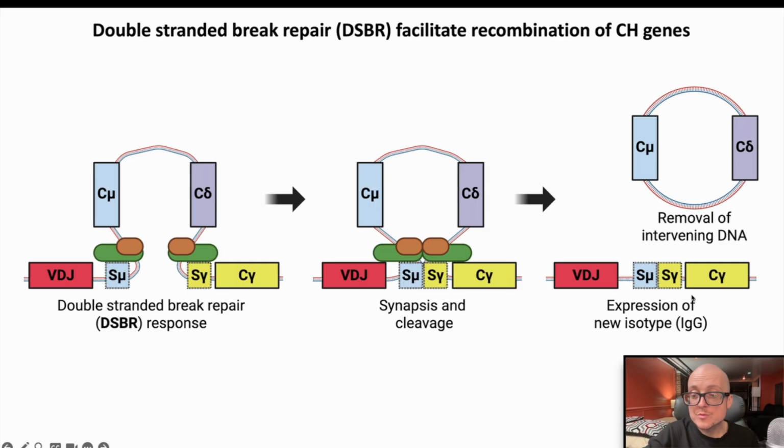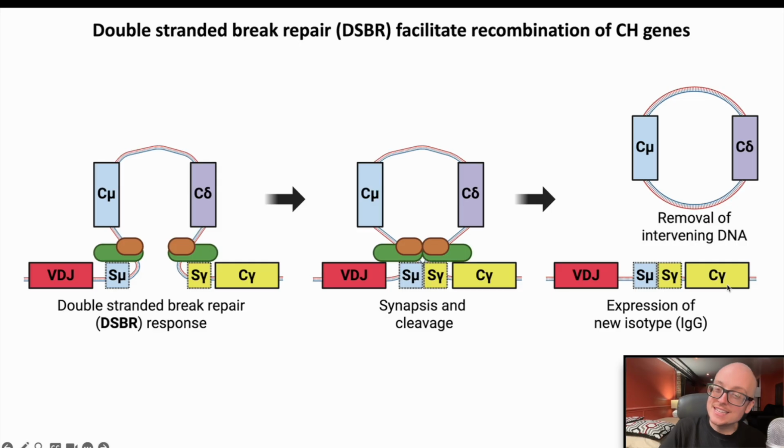The switch regions remain, but the switch regions themselves do not code. They are only used to guide the cell in terms of where the process of synapsis and cleavage should occur. But notice now that even though the switch regions remain, the exons, the actual coding exons that are now most proximal, that are closest to the VDJ segments, are now the exons associated with constant gamma.